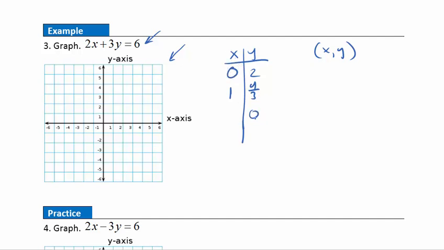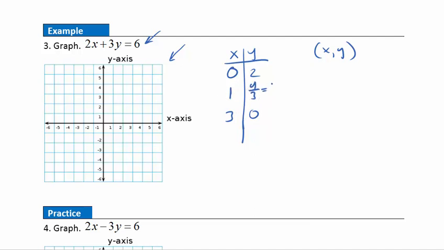I'm going to try now putting a 0 in for y. Then I'd have 2x plus 3 times 0 equals 6. Well, 3 times 0 again is 0, so I end up with 2x equals 6. That's going to be a nice value: x equals 3. So I have these 3 points. This first point, 0, 2, and this second point, 3, 0, are my best points. This one here I'm going to have to estimate, 4/3.